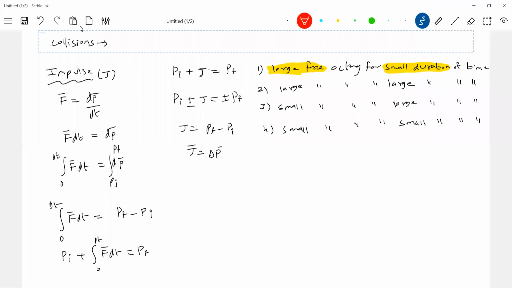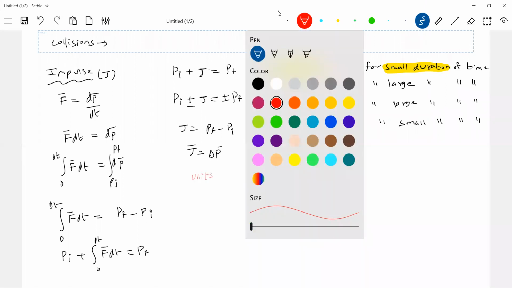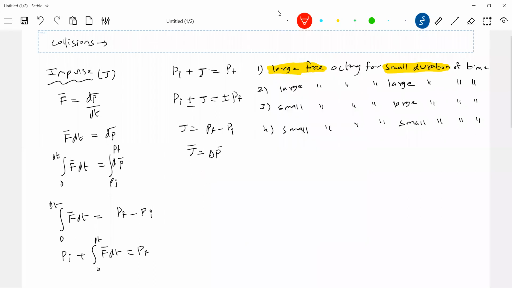Now, this is about the definition. What can be the unit for impulse? What are the basic units for impulse here? Force into time, so Newton second, or momentum, kg meter per second. Either of these you can use. So this is the unit for impulse: Newton seconds or kg meter per second.